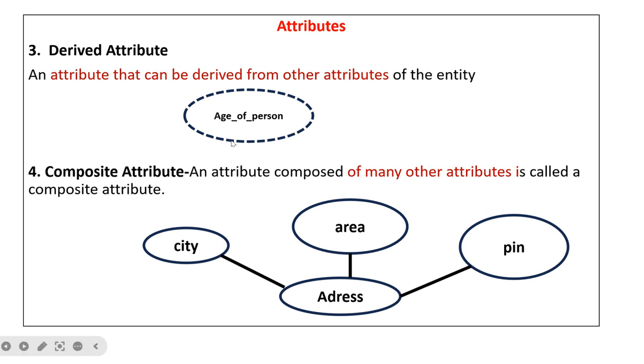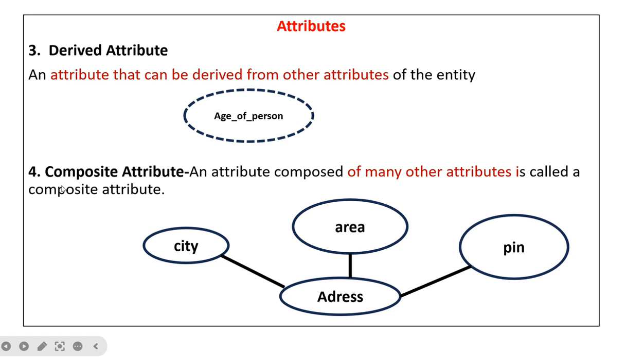So this is a symbol, dotted lines, you can see dotted lines, which is a derived attribute. So age is defined by the date of birth. So date of birth is an attribute, and from that we can have the age of a person, which is again an attribute. So that is a derived attribute.